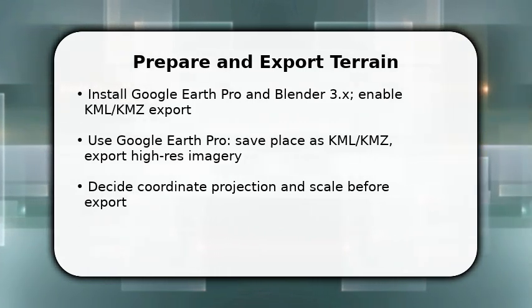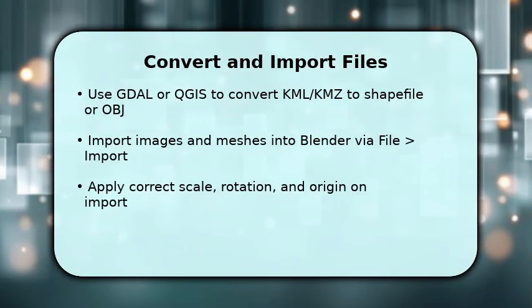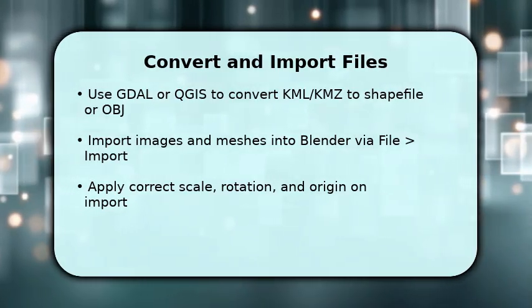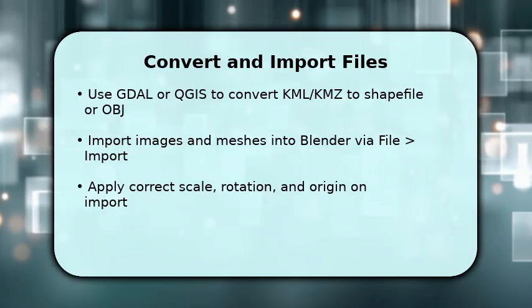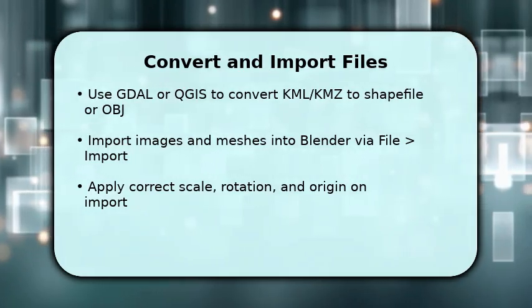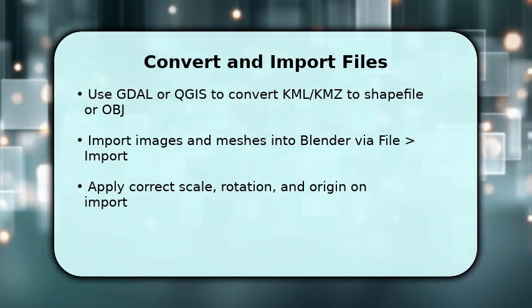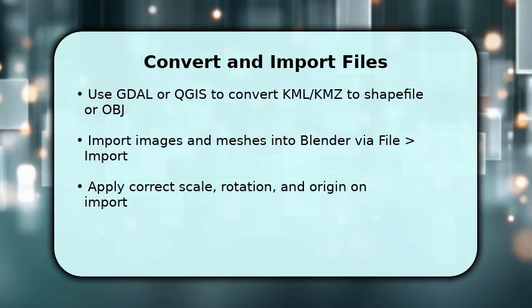Now you convert and prepare the exported files for Blender. Use a tool like GDAL or QGIS to convert KML/KMZ into an OBJ, Collada, or shapefile. This keeps geometry clean. Then open Blender and import the mesh and the geo-referenced image as textures.